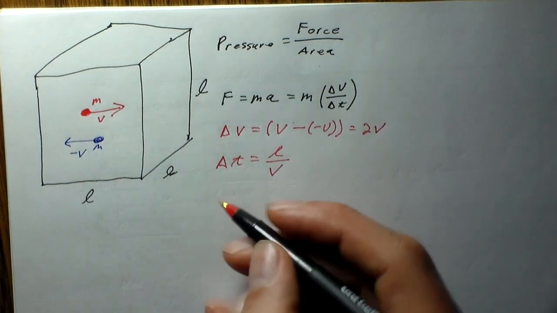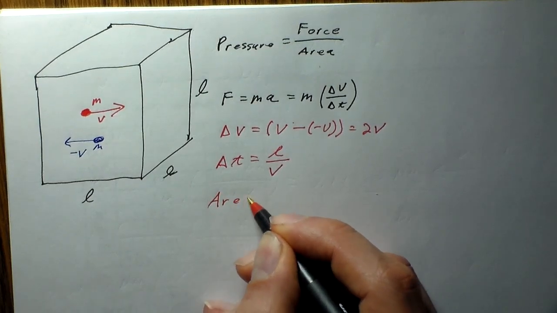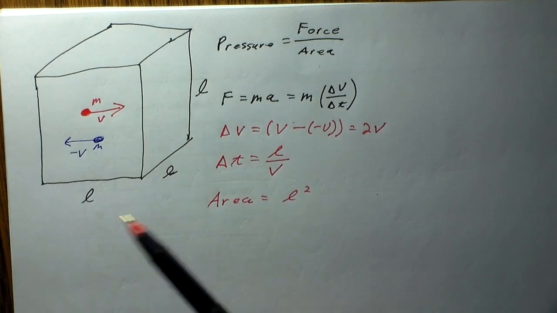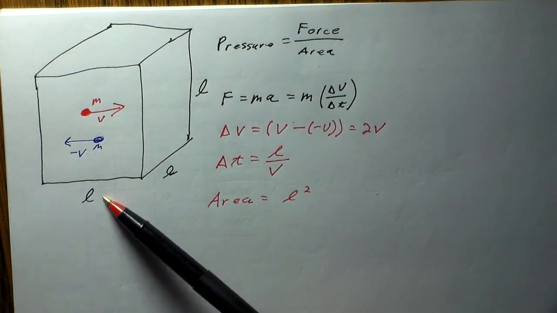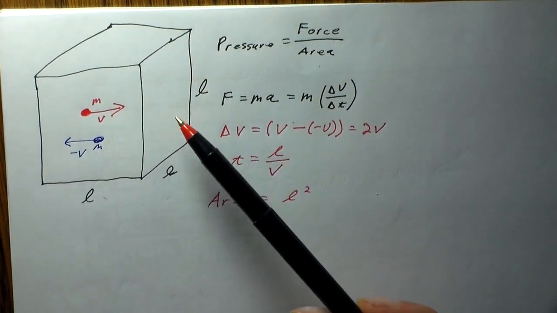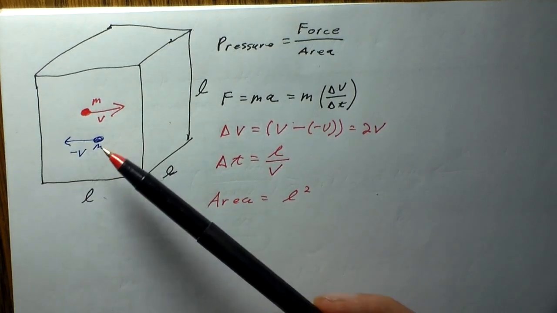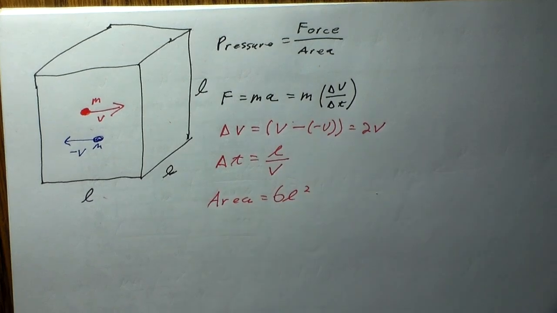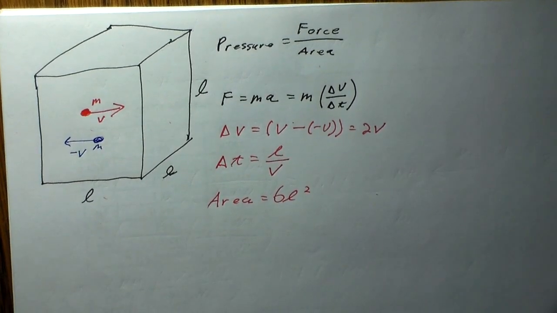Also here, the area, I should mention this, the area is just going to be L squared. But now if you think about it, this is a cube, right? So I have a top, a bottom, a front, a back, and a left side and a right side. So that's going to be 1, 2, 3, 4, 5, 6. So I have 6 sides here. So my area of my cube is 6L squared.